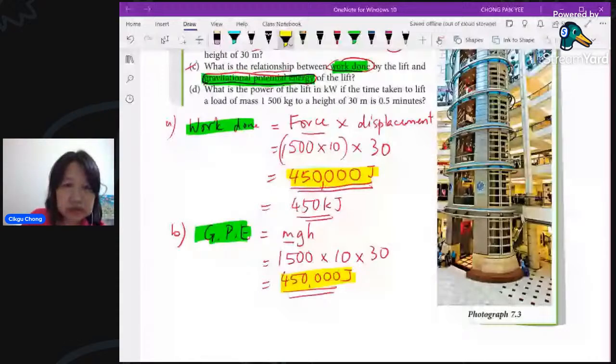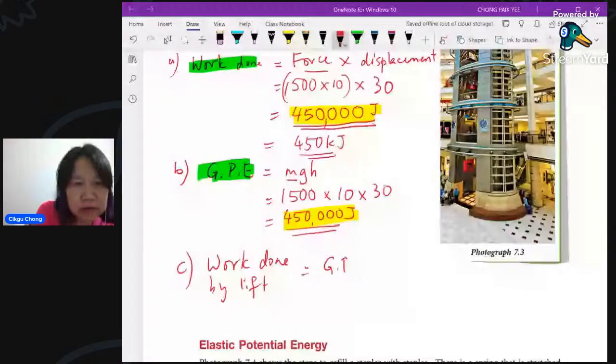So for part C, what is the relationship? The relationship here is that the work done by the lift to carry the thing up is equal to the gravitational potential energy of the lift. Once it goes up there, it will have that same energy. That means the energy used to bring it up is now transferred to the lift once it goes up there. So this is your answer for C. No need to put figures, just say it's the same. They ask for the relationship.